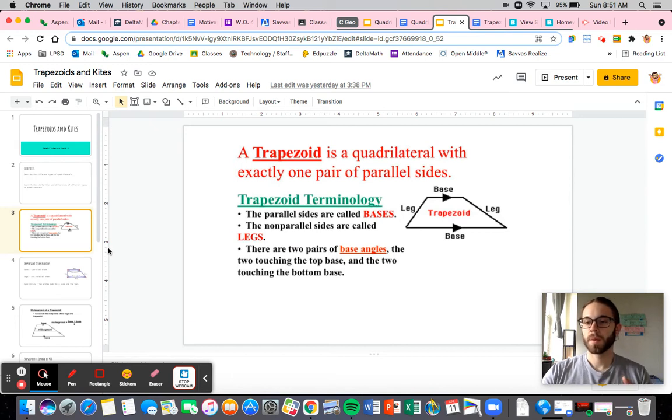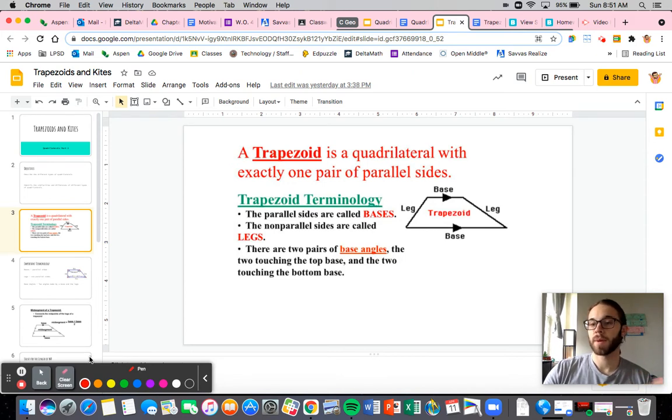So what's a trapezoid? A trapezoid is a quadrilateral, so it has four sides, with exactly one pair of parallel sides. Before, in the parallelogram, we had two sets of parallel sides. These two were parallel, these two were parallel. Now we just have, let's say, these two. In theory, it could be these two, but usually the way you draw it, these two are parallel.